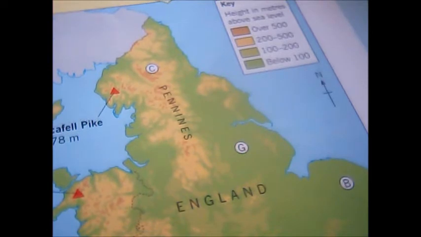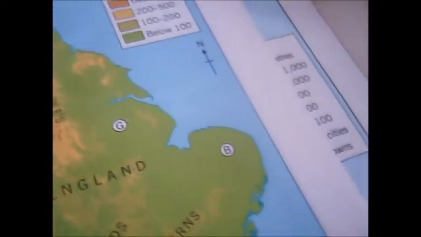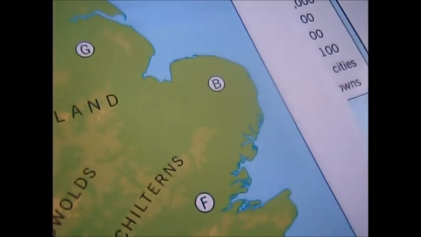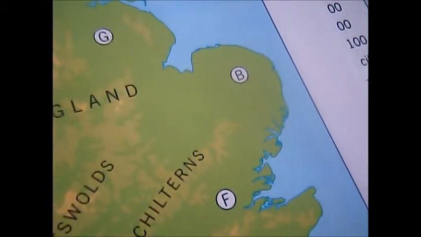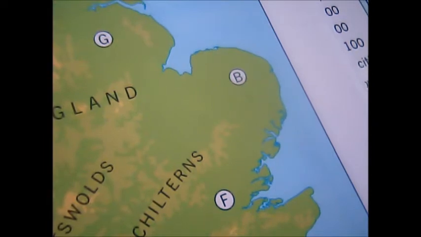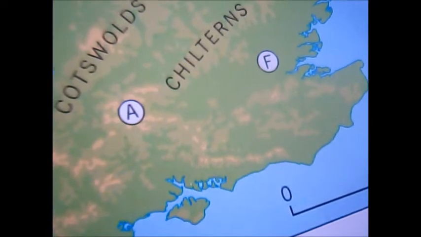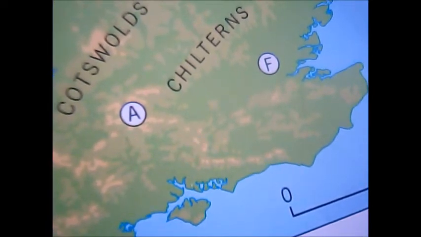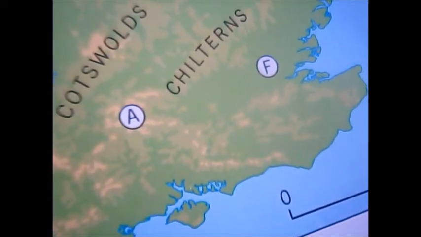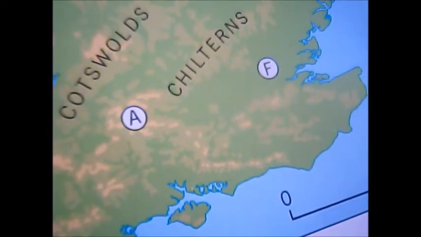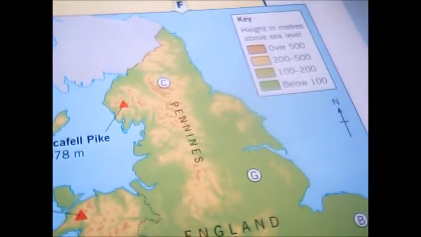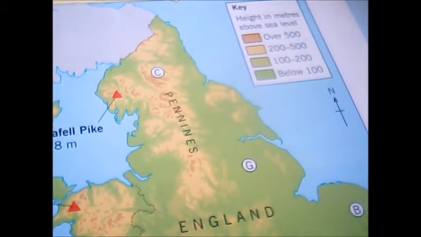The darker green, which represents below 100 metres, is shown over in section B in the Wash in England. Then, as you might be able to see down in the lower lying areas of southern England, there is a difference between the yellow, the darker green and the lighter green. And the lighter green represents 100 to 200 metres above sea level.